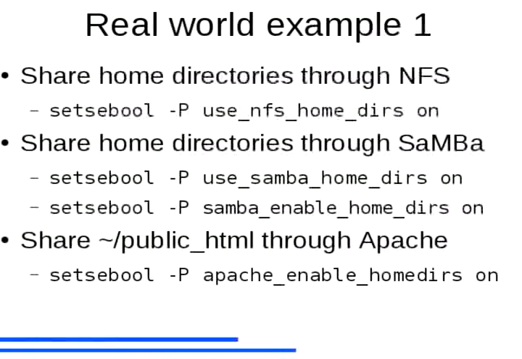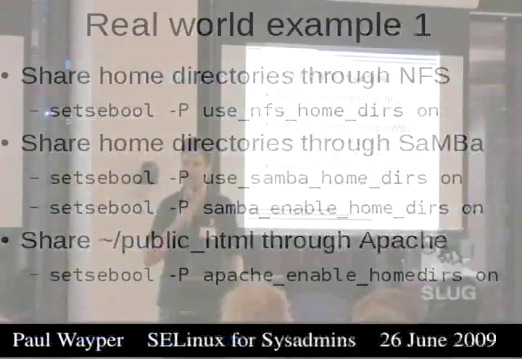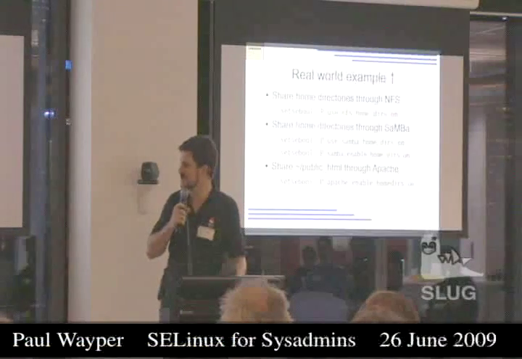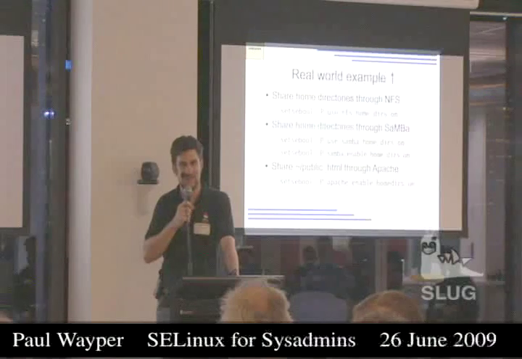You can see from the lack of underscore in homedirs that the people that write SELinux policy are exactly the kind of slightly scatterbrained people we all are and can't follow naming conventions. But that's okay, that makes them, yes?